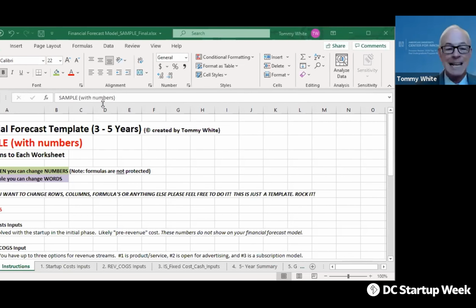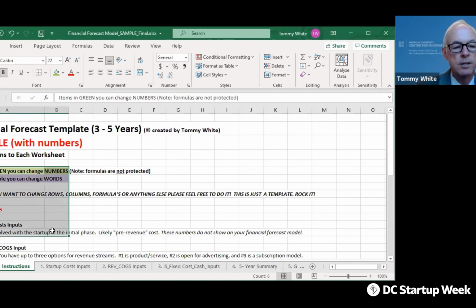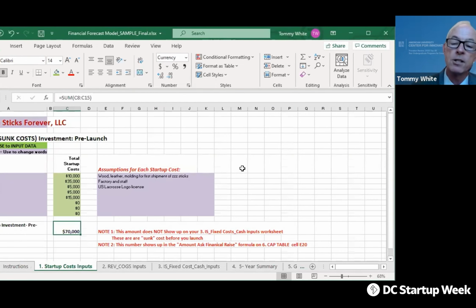So let me go in and I will look at the sample now with numbers. And it's set up exactly the same. No differences. The models are the same in terms of the setup. I've got the instruction sheet here, just as with the other one. And now I've got startup costs. All right. So my company is selling lacrosse sticks. That's what we sell.